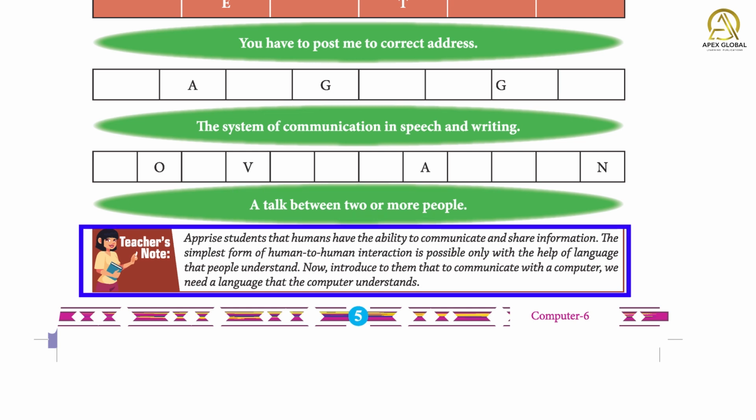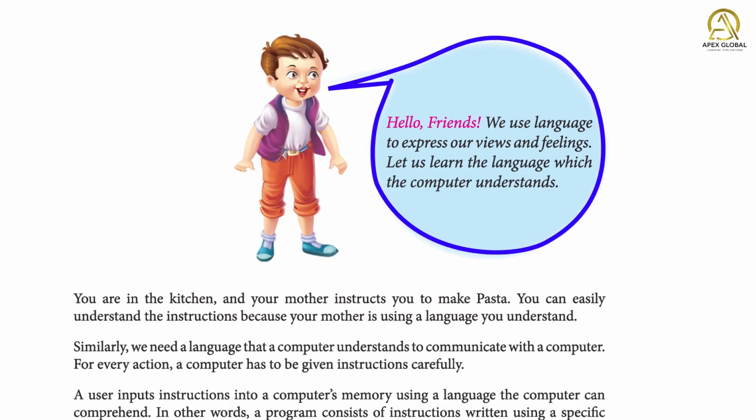Teacher's note: Apprise students that humans have the ability to communicate and share information. The simplest form of human-to-human interaction is possible only with the help of language that people understand. Now introduce to them that to communicate with a computer, we need a language that the computer understands. Hello friends, we use language to express our views and feelings. Let us learn the language which the computer understands.